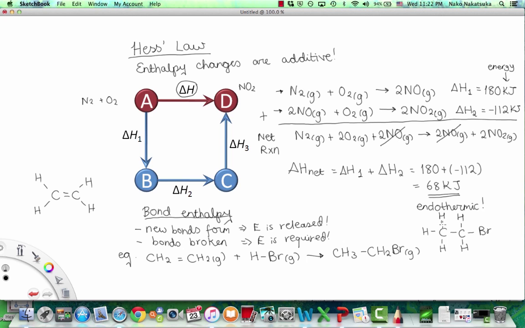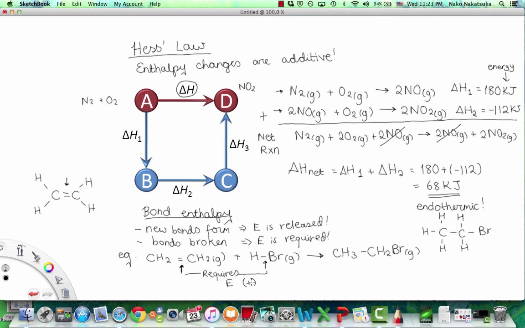So, okay, what can we look at first? We can figure out which bonds were being broken. The bonds that got broken are the double bond between the two carbons, and also this H-Br bond, in order to make this rearrangement, right? So this double bond was broken and this HBr single bond was broken. This part requires energy. And so the delta H value is going to be positive, right?